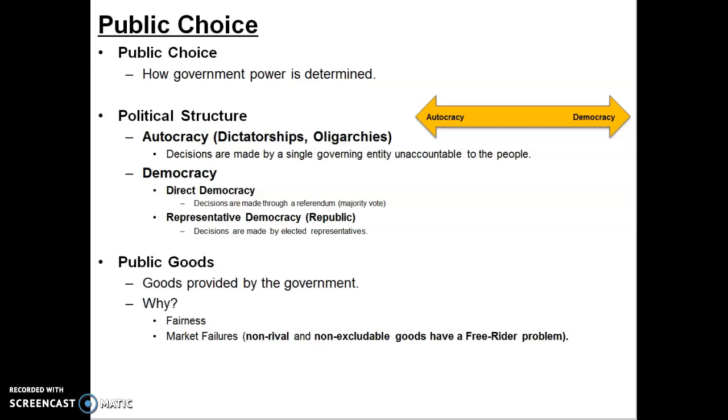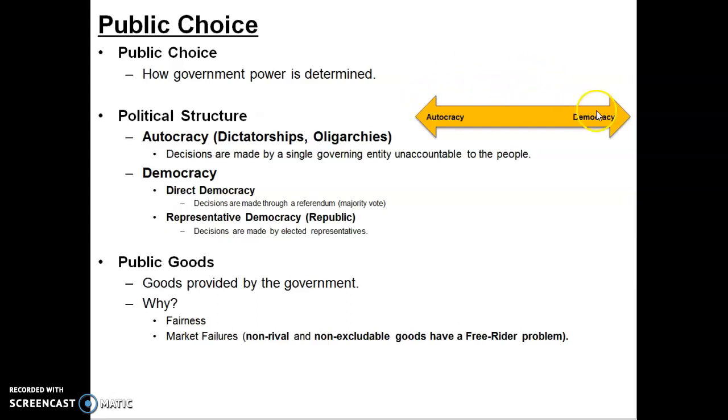Okay, picking up from the last video, we already covered the political structure, which helps us understand how government power is determined. Is it an autarky, where power is consolidated in the hands of a single governing entity unaccountable to the people? Or is it democracy, where power is vested in the hands of the people, either directly through referendums or indirectly through elected officials?